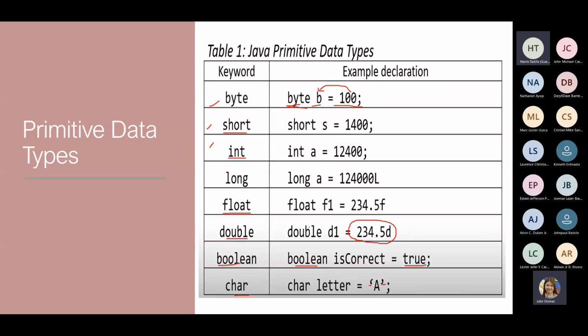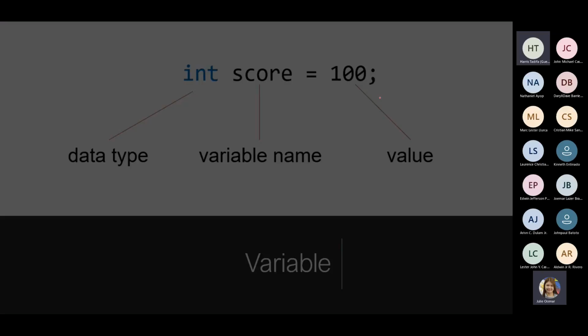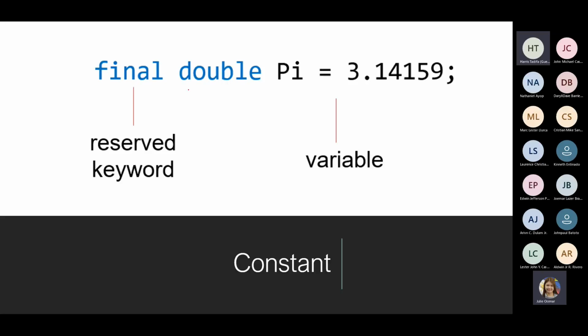Okay lang tayo? Okay, next tayo. Para matapos tayo agad. So, this is an example of declaring a variable. So, this is our data type. This is our variable name. And this is the value of our variable. Okay? So, meaning mapupunta yung 100 kay score. So, pag tatawagin natin si score, ibibigay natin sa atin na value is 100. Okay? Next is another one.